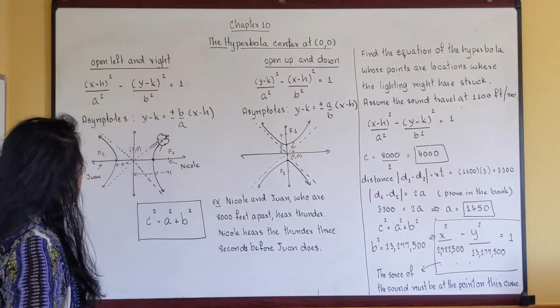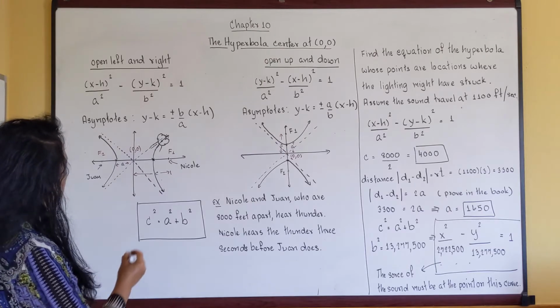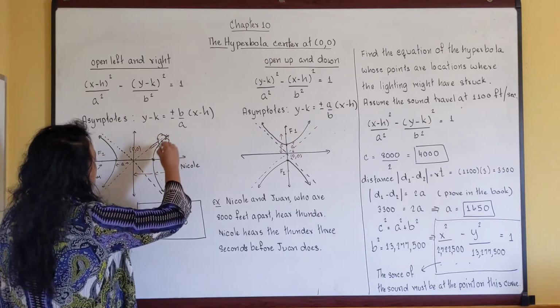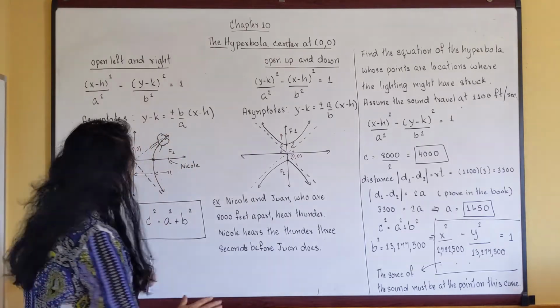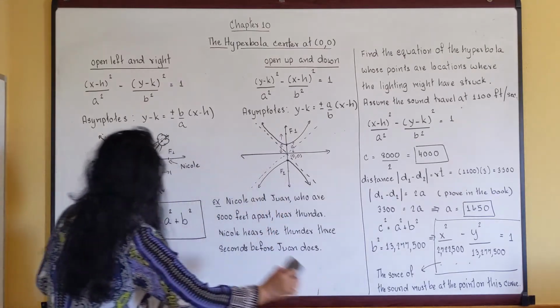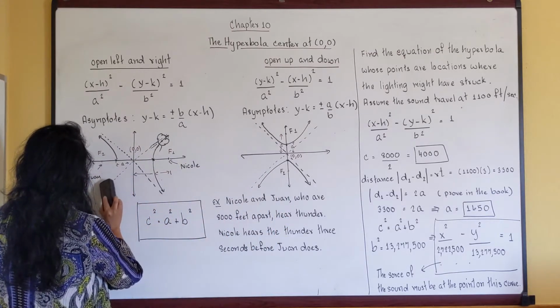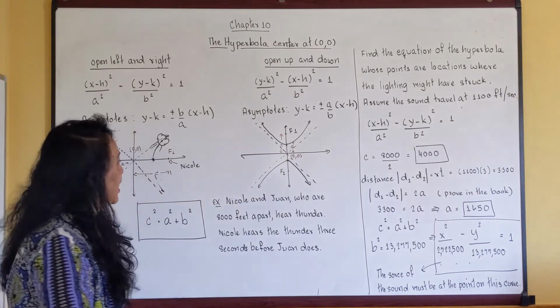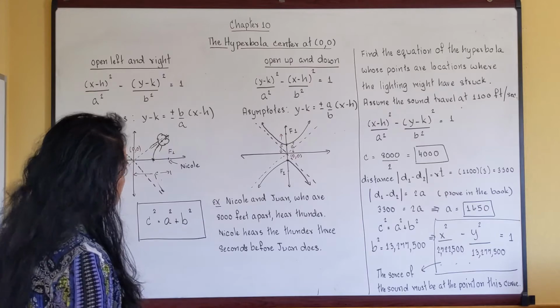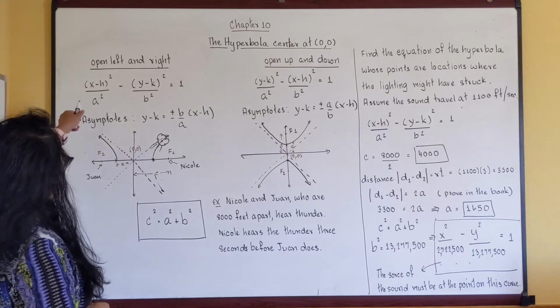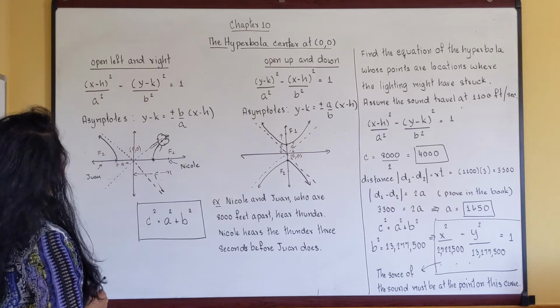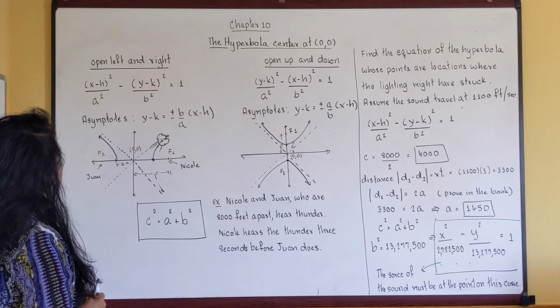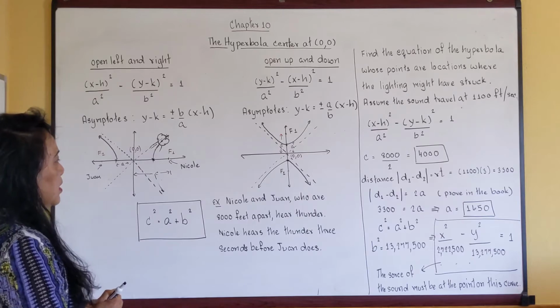And we don't know exactly the location of the thunder. We just know it is on this curve here. And this part is underground, so we can erase it. Now they want the equation. So the equation will be x minus h quantity squared over a squared minus y minus k quantity squared over b squared equal to 1.